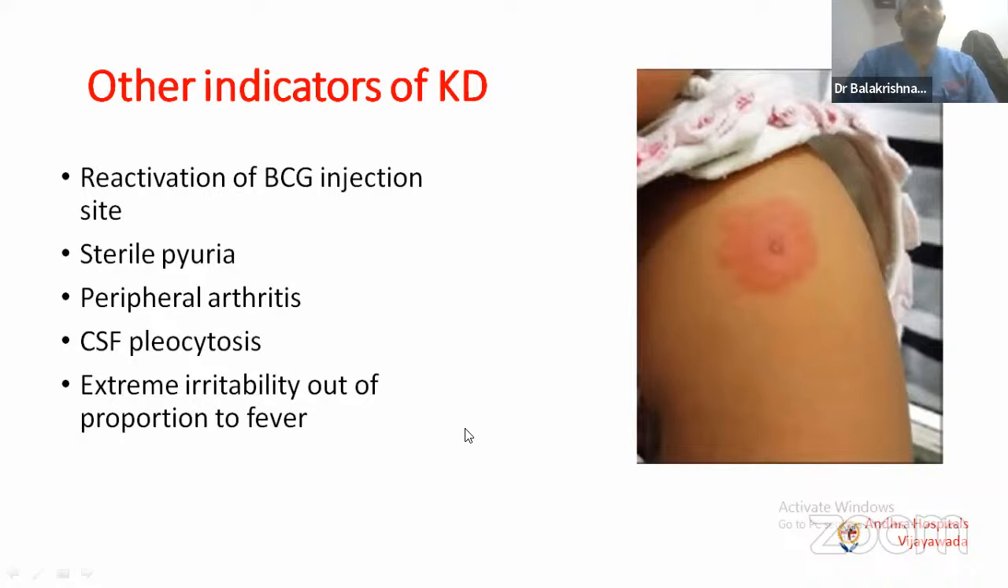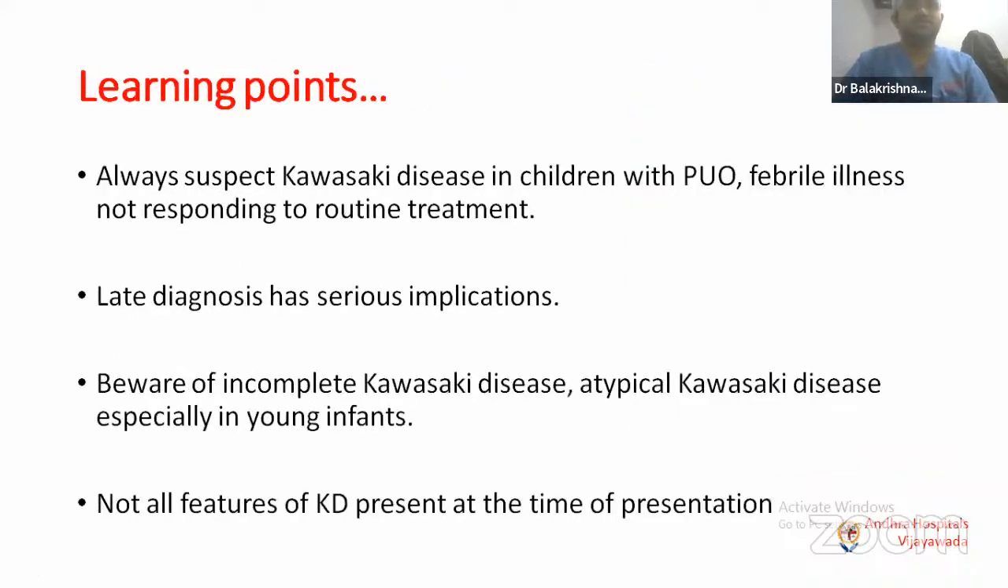So learning points: always suspect Kawasaki disease in children with PUO, febrile illness not responding to routine treatment. Late diagnosis has serious implications. Beware of incomplete Kawasaki disease, atypical Kawasaki disease, especially in young infants. Not all features of Kawasaki will be present at the time of infection.